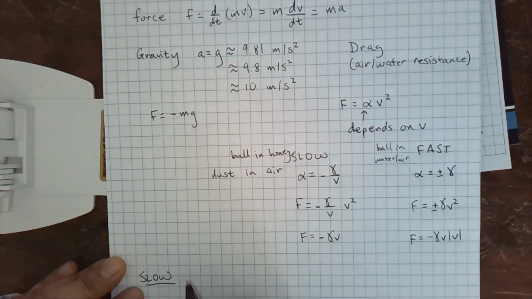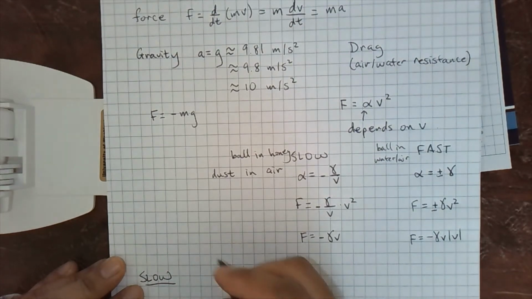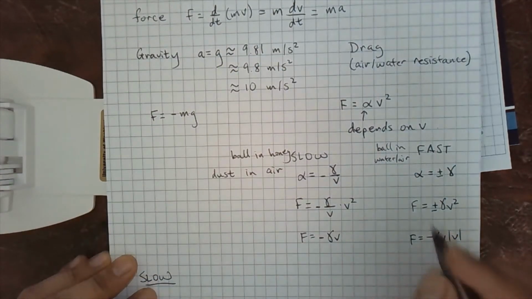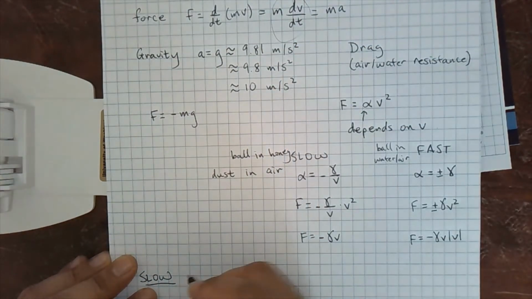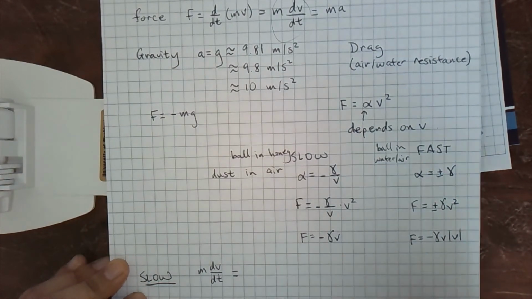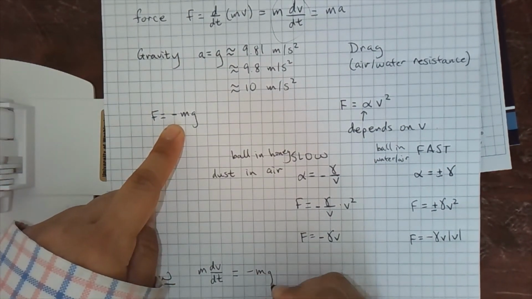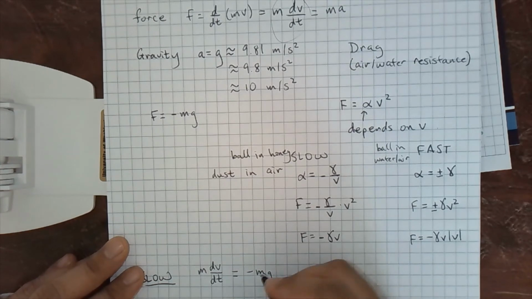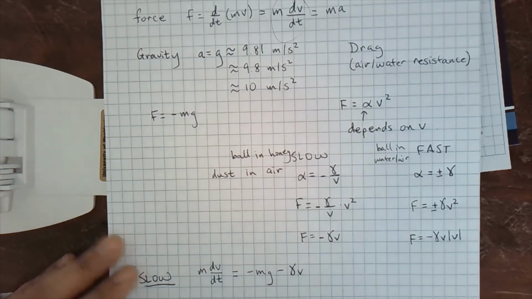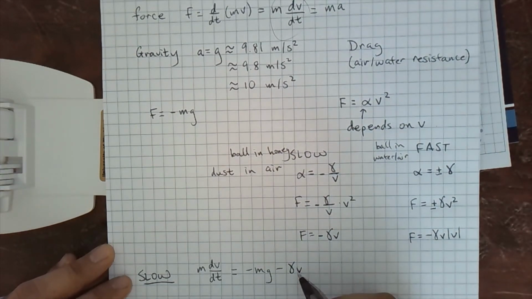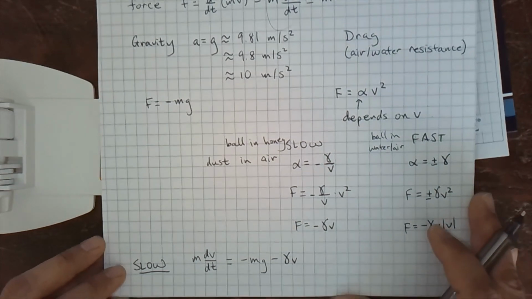Okay, so let's just do the slow scenario. We could do the fast too, but it would be different. Okay, so we have force, and these guys are dependent on velocity, so we'll use this velocity version of force. So force, which is m times the derivative of velocity, equals, we have gravity, negative mg, and then we have drag, and we're doing slow drag, so negative gamma v. And then once we figured out what gamma was, we might be able to divide through by m.